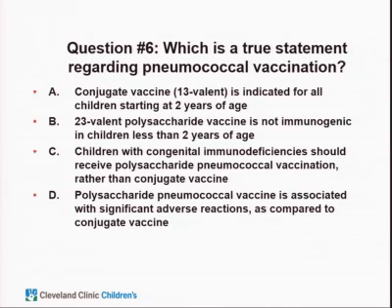Which is a true statement regarding pneumococcal vaccine? Conjugate or 13-valent is indicated for all children starting at 2 years of age. 23-valent polysaccharide vaccine is not immunogenic in children less than 2. Children with congenital immunodeficiency should receive polysaccharide rather than conjugate pneumococcal vaccine, or polysaccharide pneumococcal vaccine is associated with significant adverse reactions as compared to conjugate vaccine.